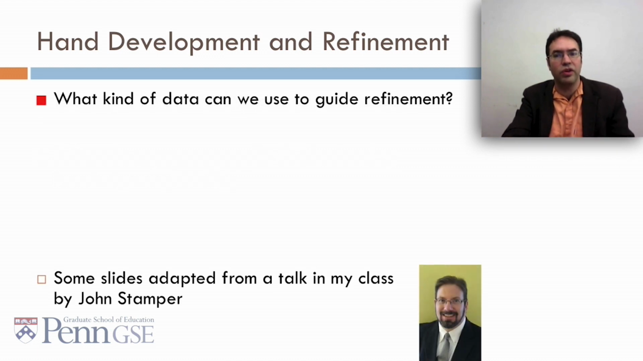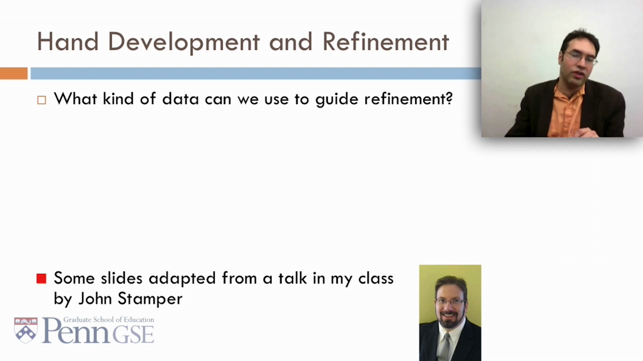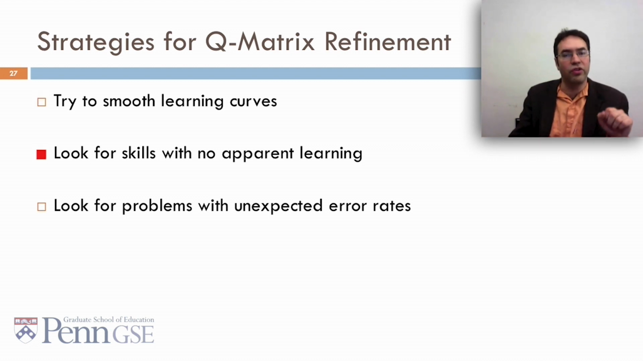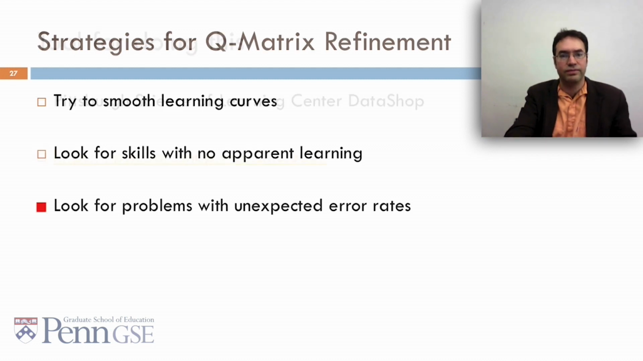So what kind of data can we use to guide refinement? I'm actually going to give some slides, with permission, that John Stamper gave in a talk in my class. So 3 strategies that John talked about are, first, try to smooth learning curves. This is actually a strategy that comes from Corbett and Anderson in '95. Second, look for skills with no apparent learning. And third, look for problems with unexpected error rates.